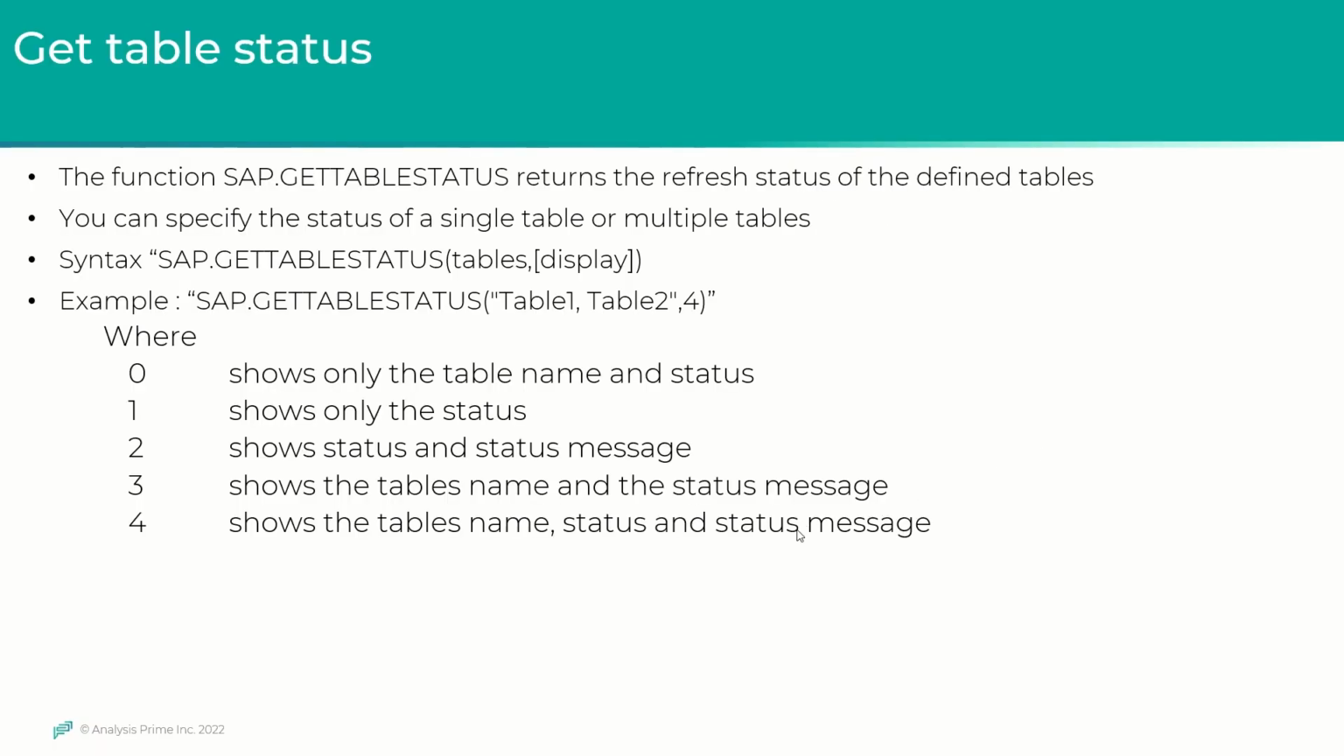The syntax of using the custom function is shown here. We first write the custom function getTableStatus followed by the table name we want to apply this on, and then followed by how we want to display this error message. For example, 1 means show only the status, or 4 means show the table name, status and the status message, and so on. This custom function not only shows us if a table is refreshed or not, but it also helps with identifying if there are any troubles loading data into any of the tables. Let's now jump into the Excel to have a look at this.